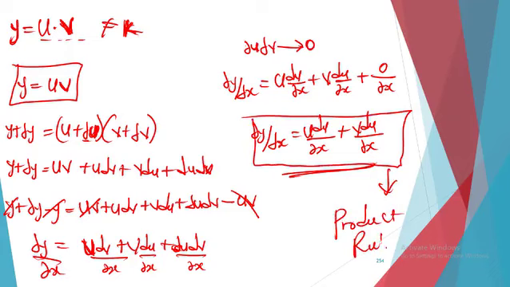The product rule states that dy over dx is equal to u dv over dx plus v du over dx. Okay, so just have it in mind. Let's take some examples involving multiplication, and that's when we'll use this rule.